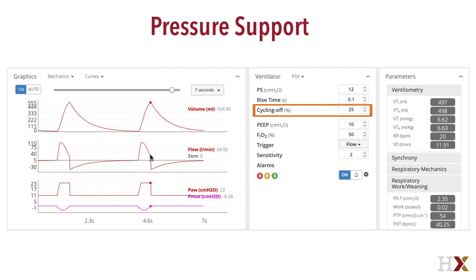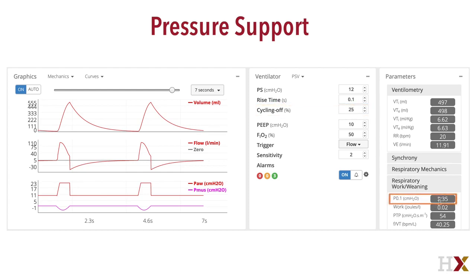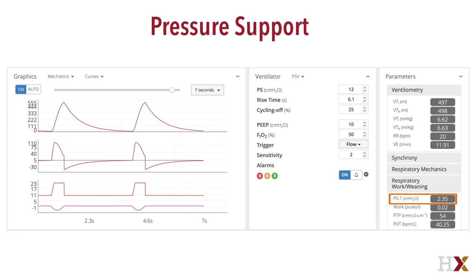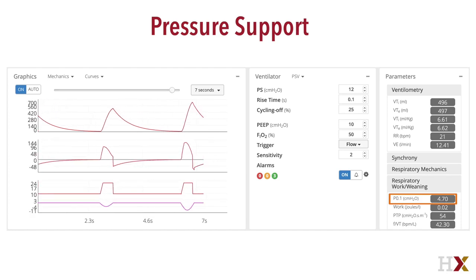And in this patient example, it's actually relatively in sync with the patient's neurological drive. Now this is not always the case, and often this requires adjusting specifically in patients with high airway resistance, which I will talk about in just a moment. But as you can see, the drive is normal, 2.35 of a P0.1 measurement. Now let's look at the patient with a high drive. Now the P0.1 has gone back up.